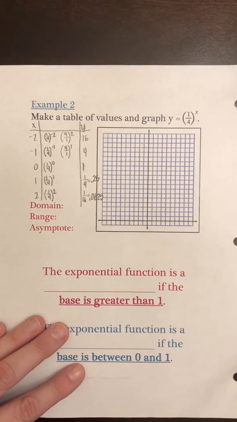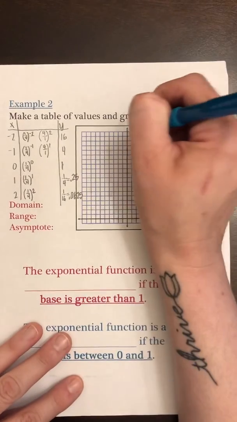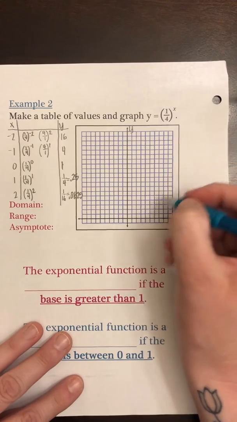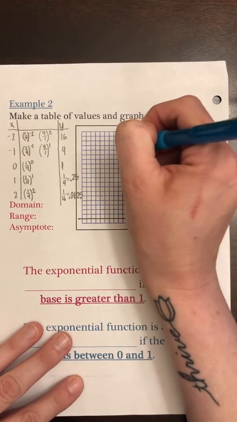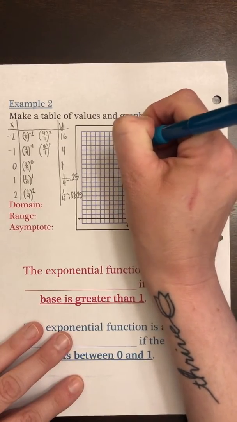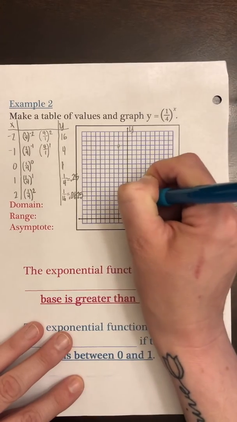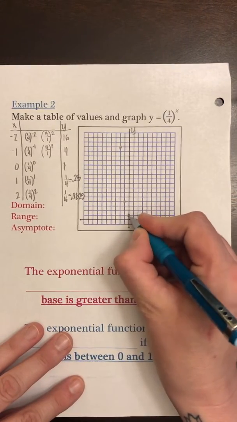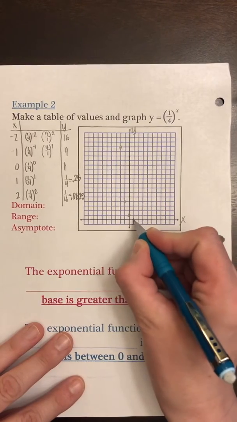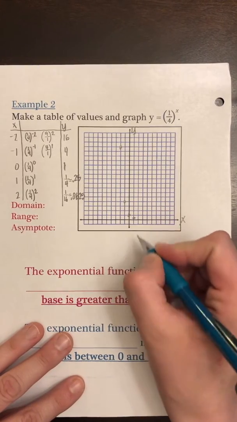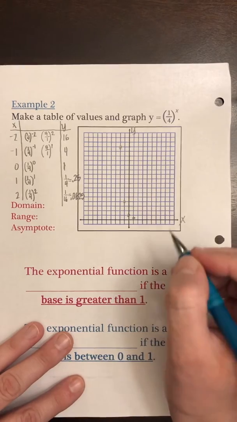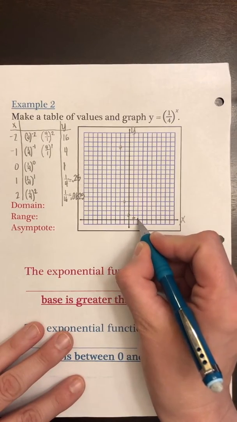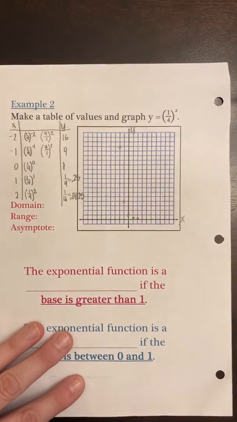So let's see how our graph is going to look. Again, let's go ahead and label the x-axis and the y-axis. So I've got -2, 16, -1, 4, 0, 1, 1, 0.25, again really close to the x-axis, and then 2, 0.0625, that's even closer to the x-axis.